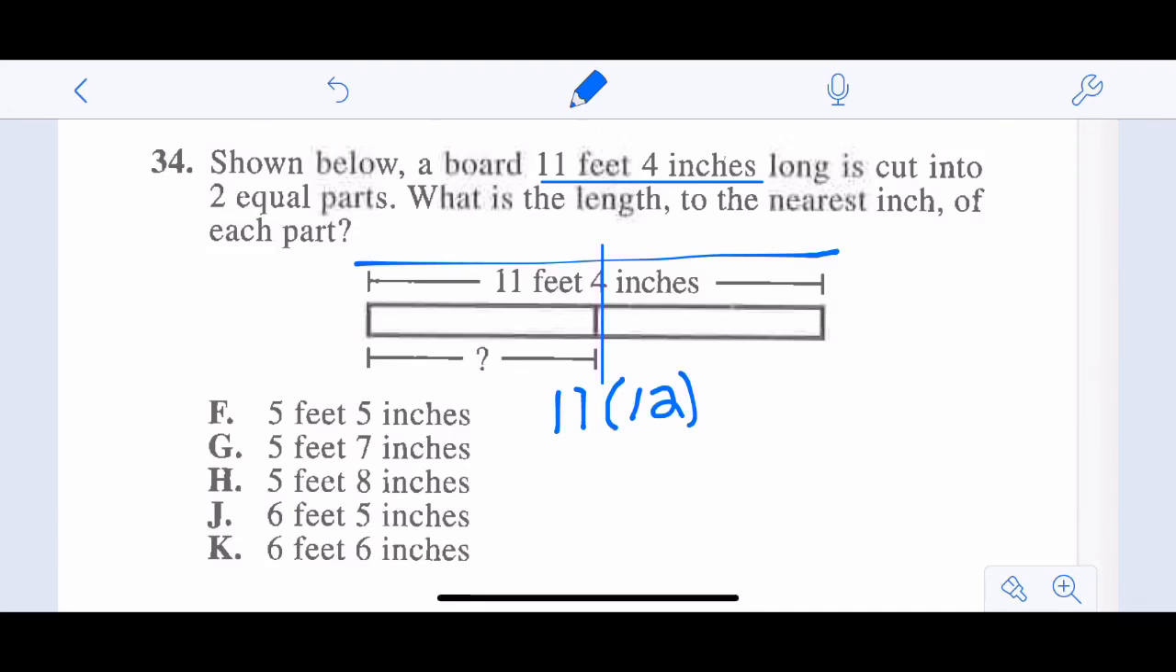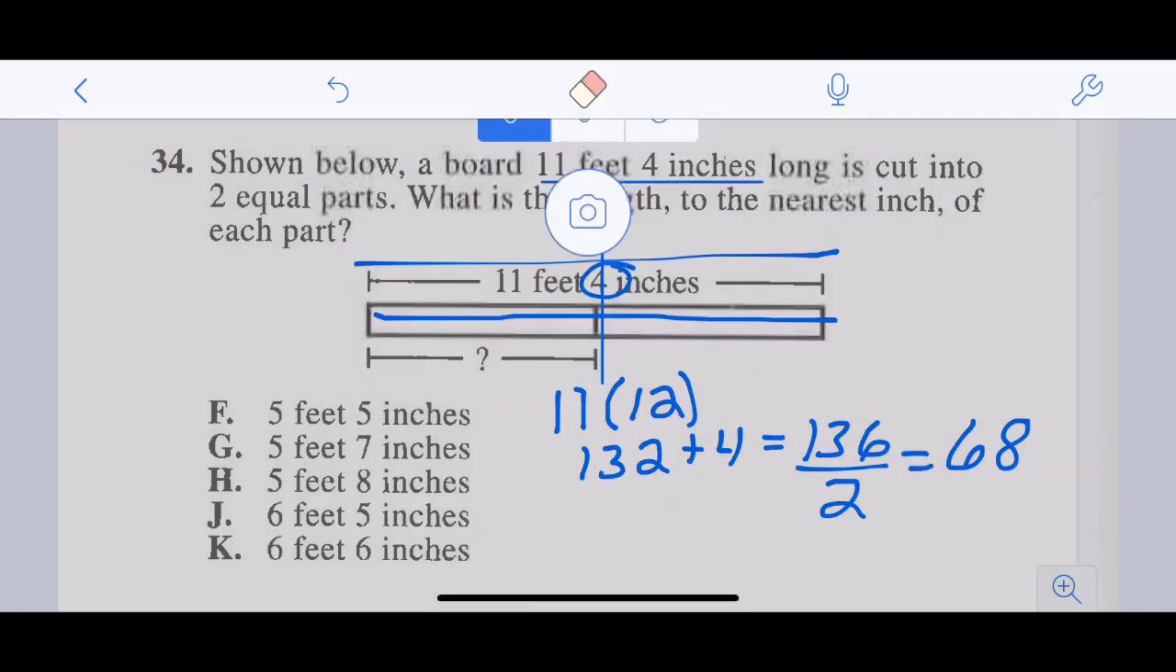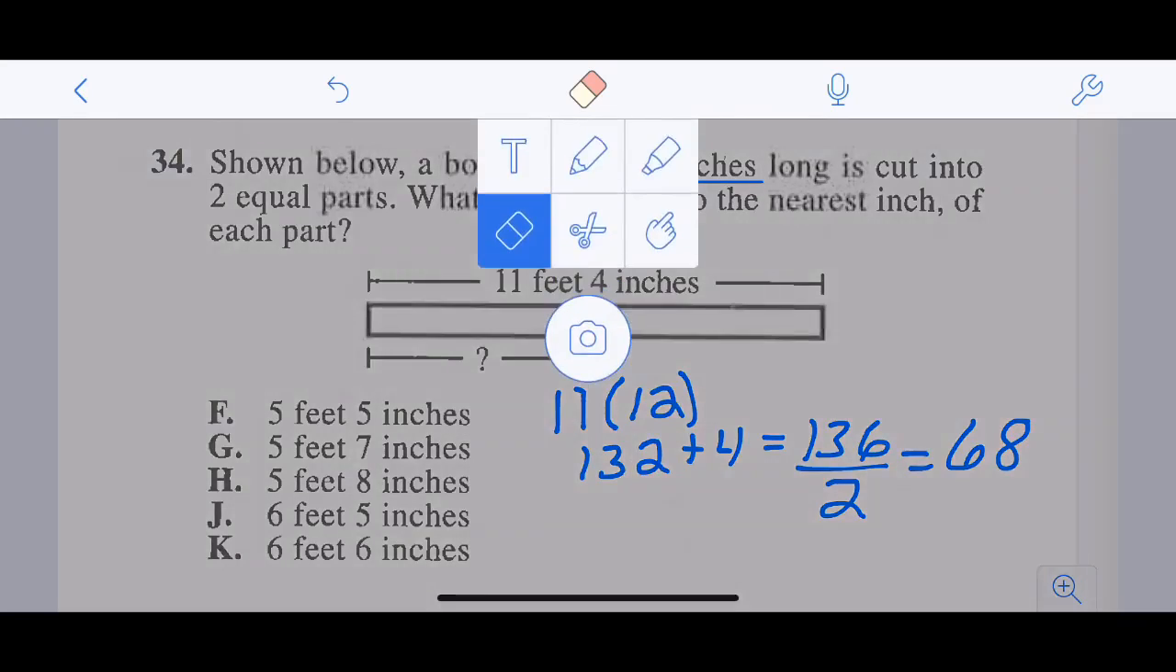So 11 times 12 is 132. Then we have to add this 4 inches plus 4, and we get 136 inches is the length of the total board. But we don't want the total board, we want half of it. So we have to divide that by 2, and we get 68. So half of this board is 68 inches.